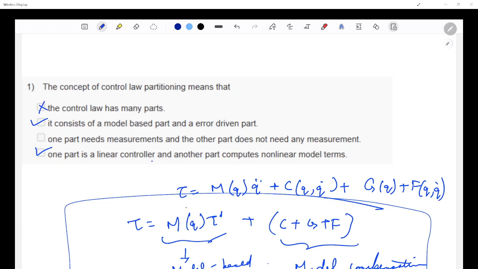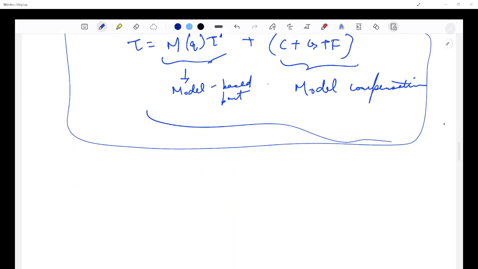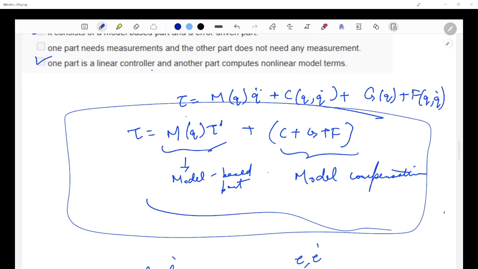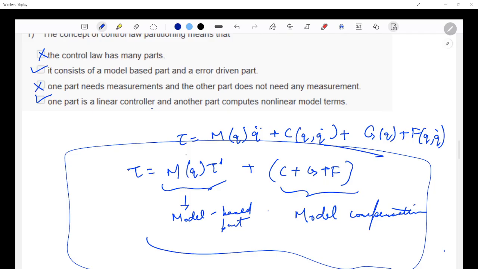And then in option 3 we have one part needs measurement and the other part does not need any measurement. No, both the parts require measurement. The model driven part requires measurement of q and q dot, and the error driven part requires e and e dot. So this statement is factually wrong, hence this is also incorrect. So control law partitioning divides the controller into a model based nonlinear compensation part and a linear error driven control part. This allows us to convert a nonlinear robot into a linear system in error space.